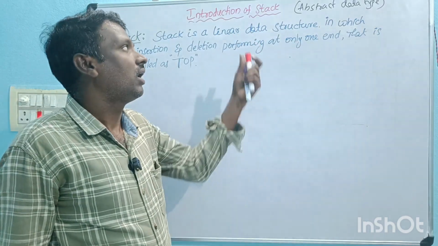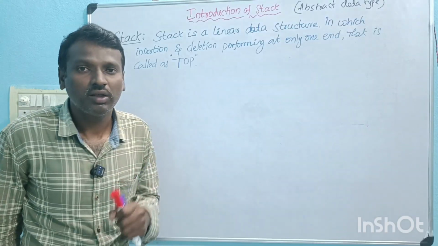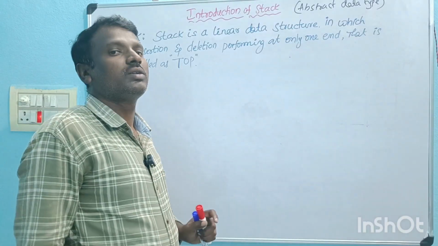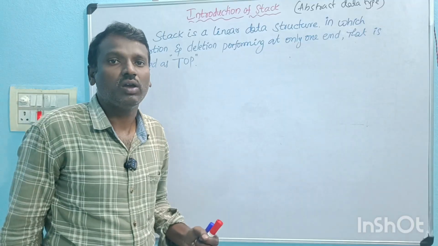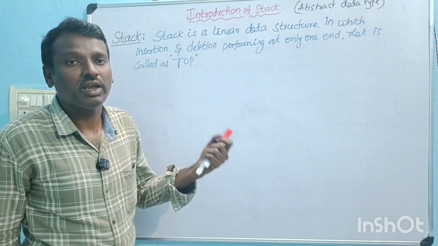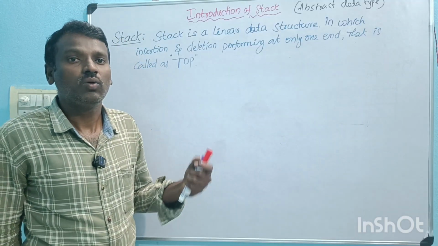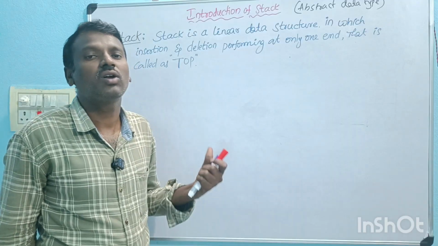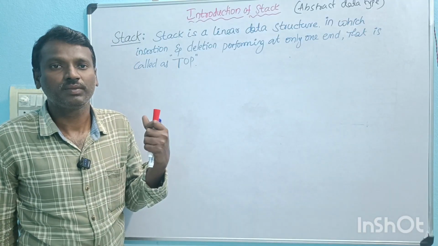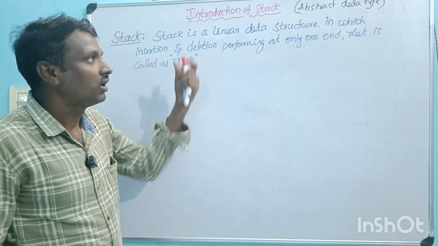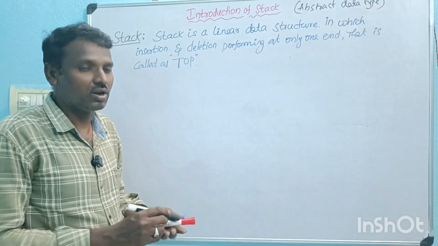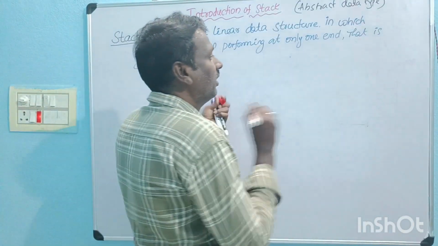Okay. So then, the definition of the stack. What is a stack? Stack is a linear data structure in which we perform deletion as well as insertion at only one end. That end is called the top. So based on this definition, draw the diagram. Simple.